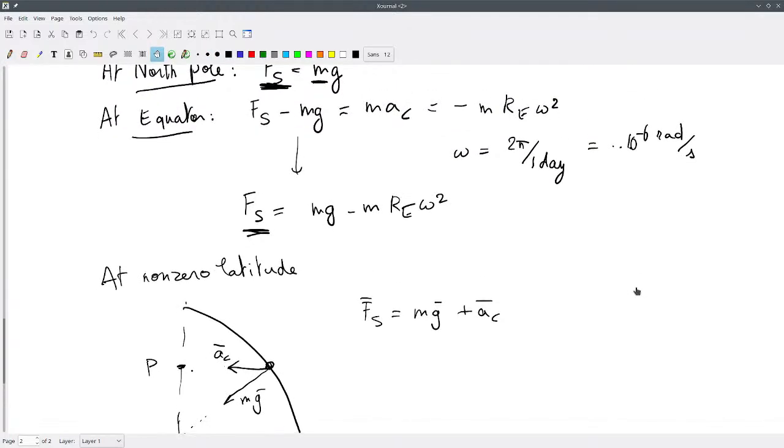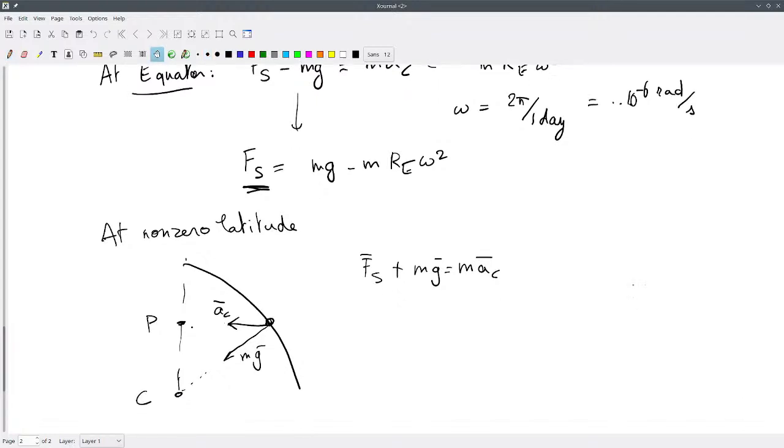Sorry, I'm missing a minus sign here. It's Fs plus mg that is equal to m times ac. So Fs is m times ac minus m times g. So it's going to be minus m times g. So the Fs, in a very exaggerated way here, is actually going to point off of the vertical, or off of the line that points to the center of the Earth.